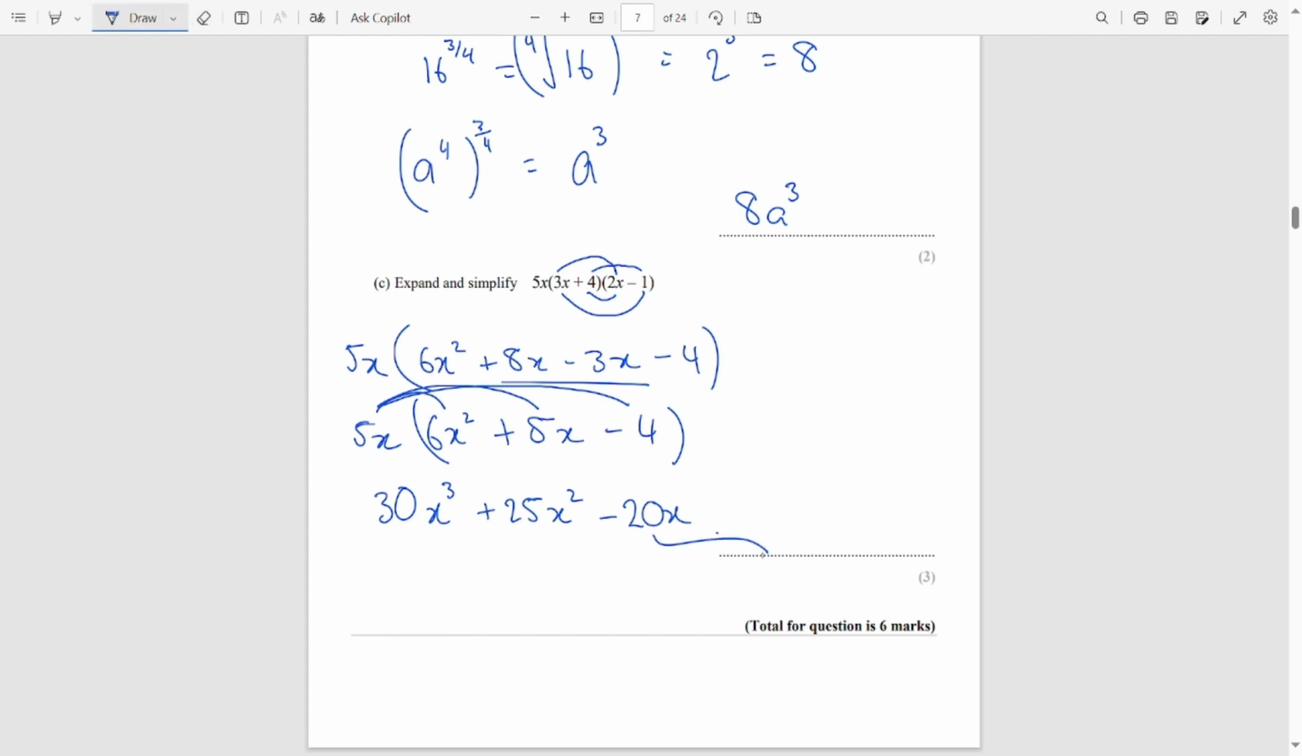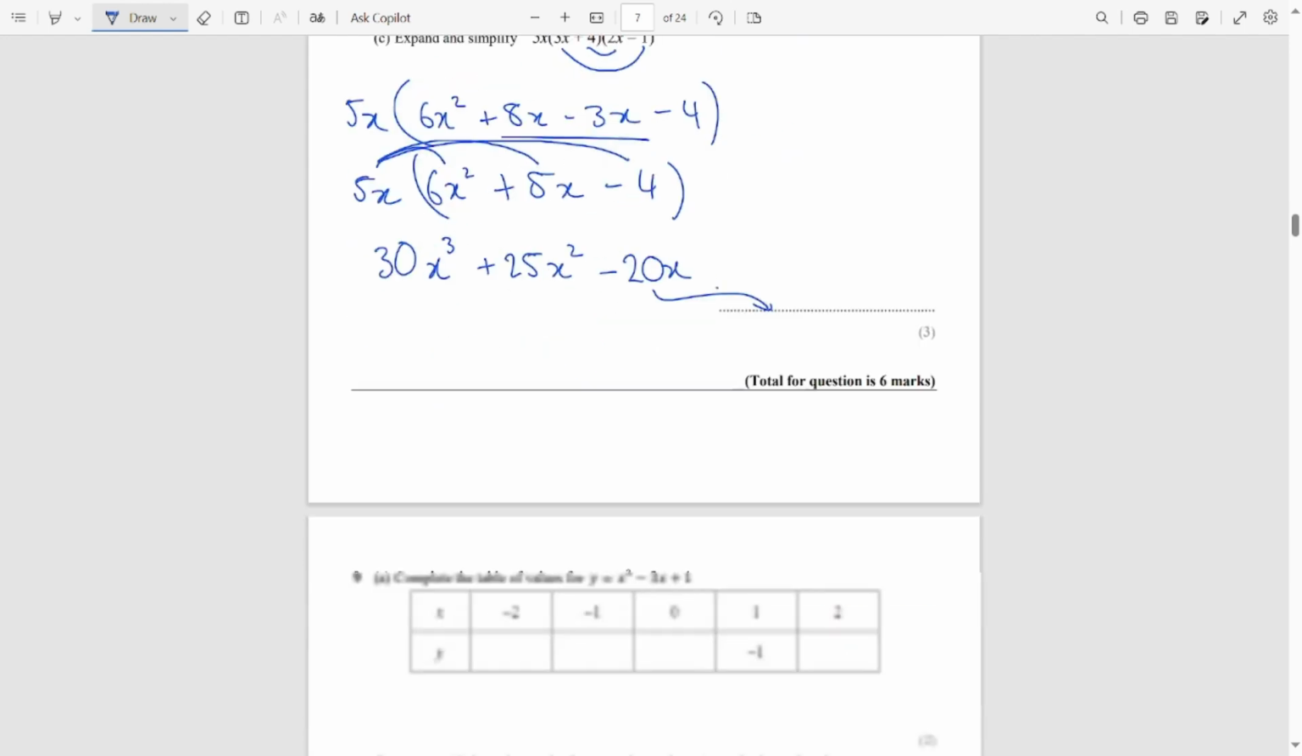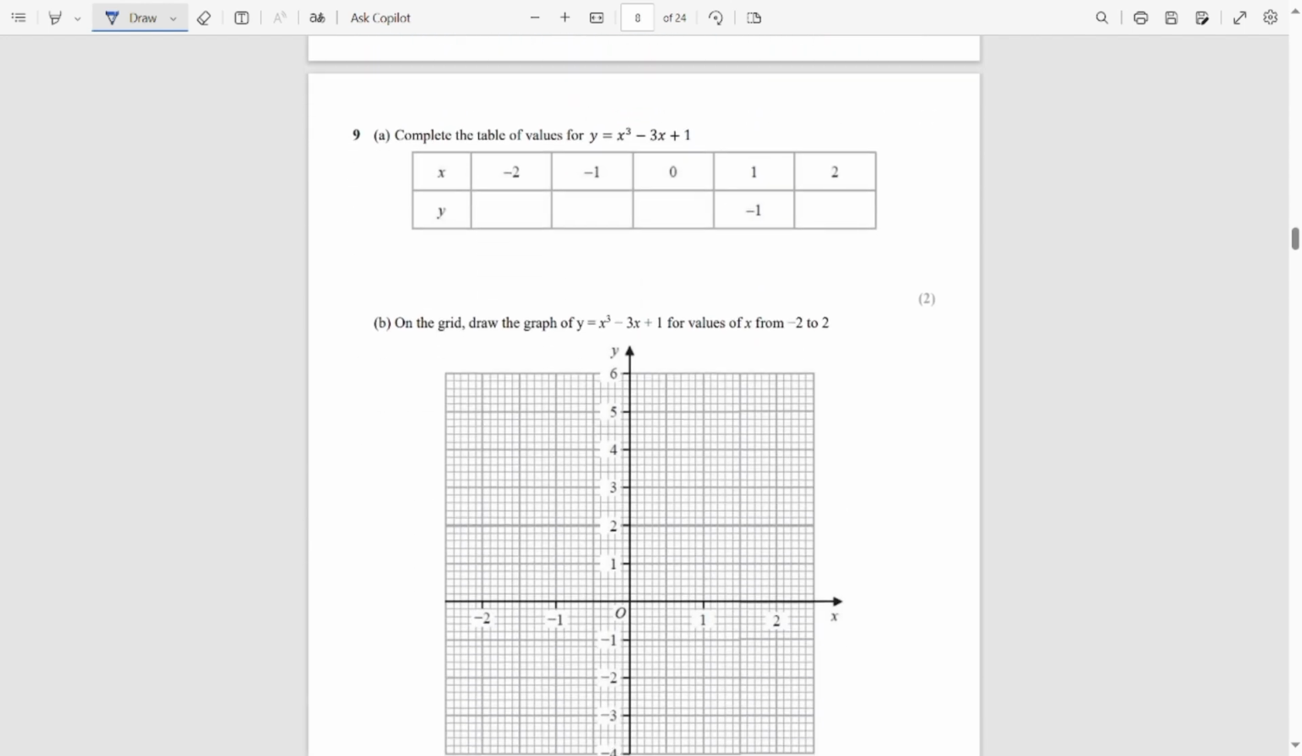Actually, wait, we can just do an arrow there. That goes on the dotted line. Next question. So here we have a table, and we're asked to draw this thing here, which is the same as this thing here. So my table is going to help me to do my drawing.